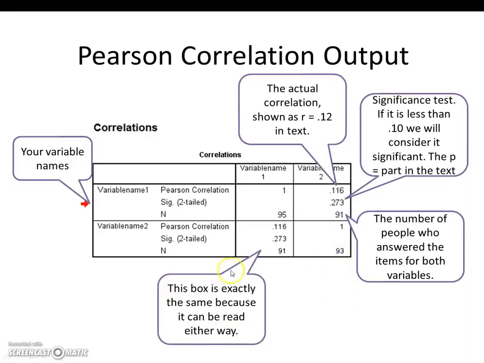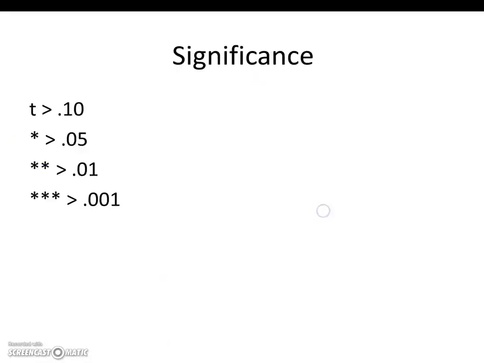Now this box over here, as you can see, it's an exact duplication. That's because across this diagonal, everything above it and below it will be the same, because variable 1 by 2 is the same as 1 by 2. It's just how the table works out.